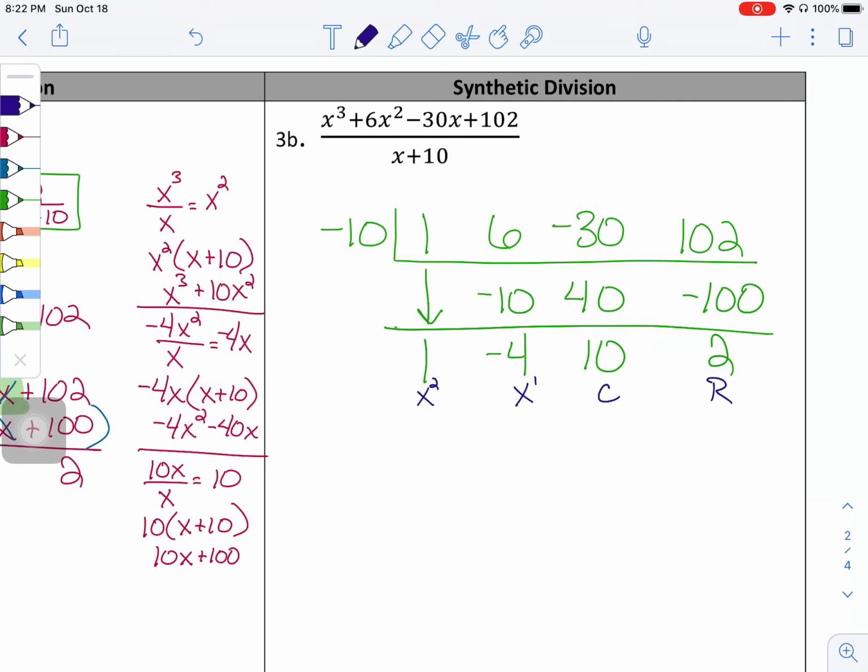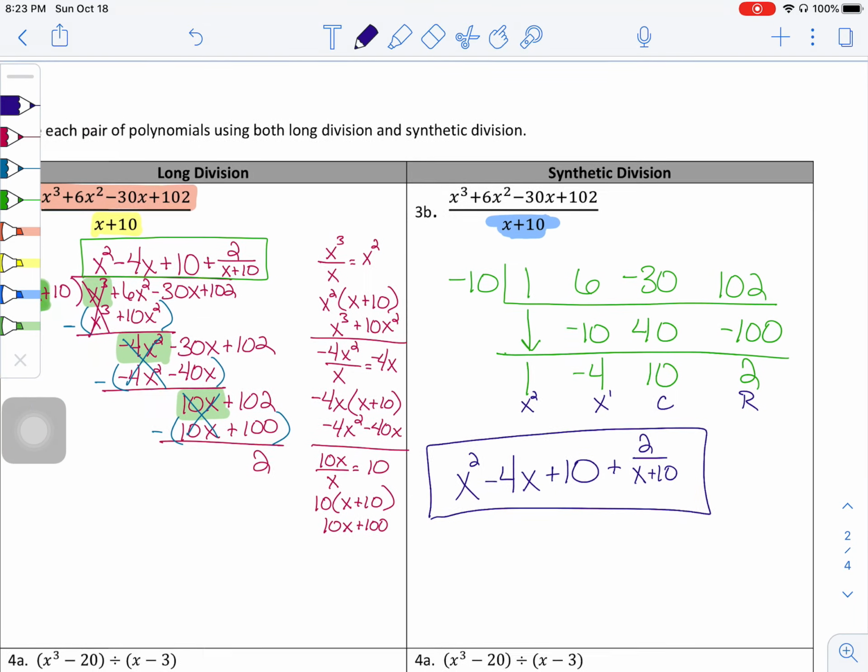So if we translate this into an actual mathematical answer here, other than 1, negative 4, 10, and 2, we're going to have 1x squared, so x squared, minus 4x to the first, or just 4x, plus 10, and then the remainder we need to write as a fractional remainder. So it's going to be plus 2 over, and remember we're going to put it over what we were originally dividing by, which was x plus 10. So x plus, whoa, wait a minute, that's not an x. So let's do x plus 10 there.